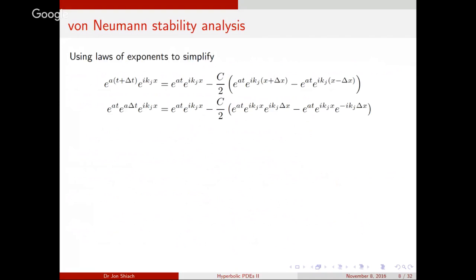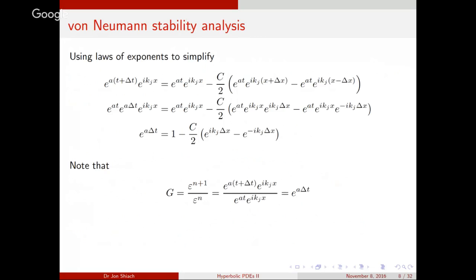Now what I can do is divide throughout by this, because we've got e to the a t, e to the i k x, e to the i k delta x, we've got it there, we've got it there, and we've got it there. So if I divide throughout, we start to see things simplify a bit. Okay, so we get down to that. This e to the a delta t, that's your growth. That's the growth in error. I'll explain that now.